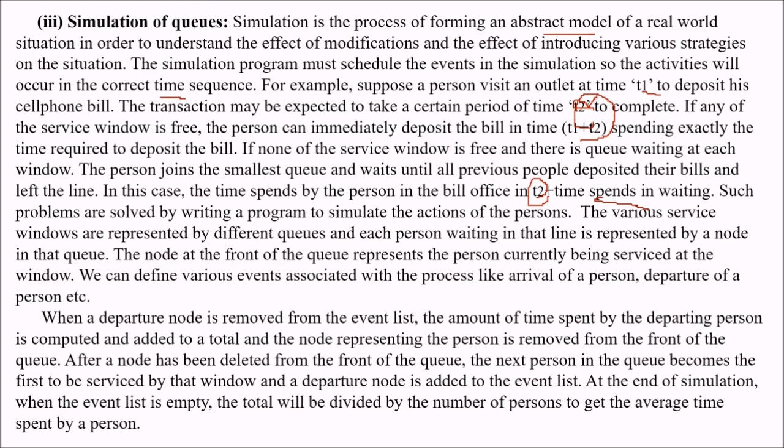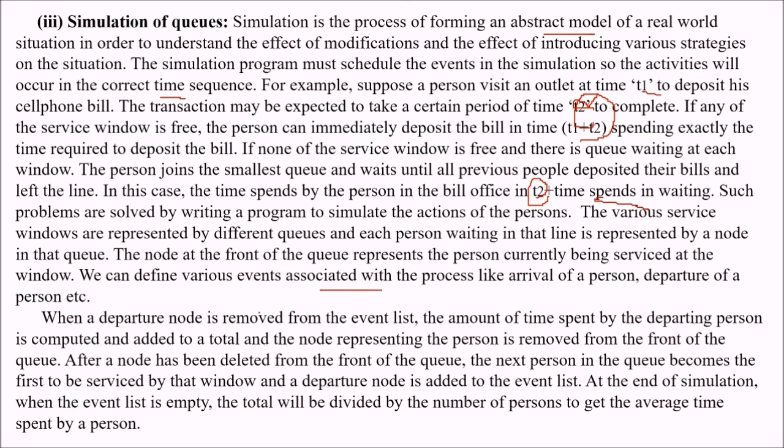Such problems are solved by writing a program to simulate the actions of the person. The various service windows are represented by different queues, and each person waiting in a line is represented by a node in that queue. The node at the front of the queue represents the person currently being serviced at the window. We can define various events associated with the process, like arrival of a person and departure of a person.